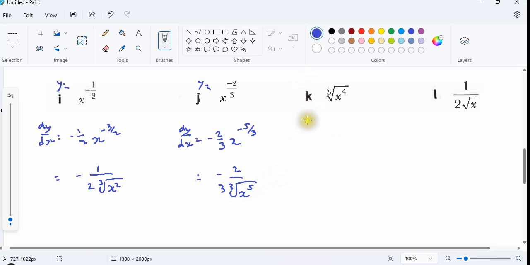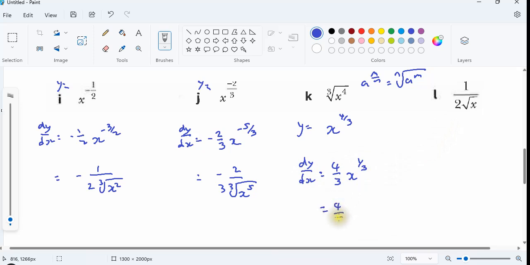So the y here we can rewrite as x to the power 4 over 3. Okay, so we have a to the power m over n is equal to a to the power m and then nth root. So this is 4 over 3. Then dy/dx will be 4 over 3 x to the power 1 over 3. Okay, it is 4 over 3 cube root of x.